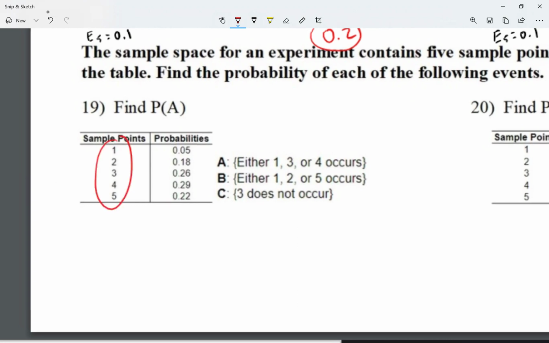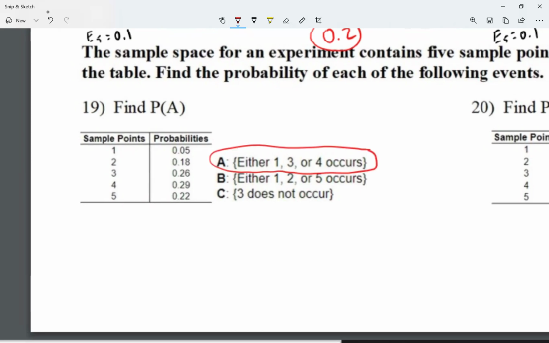The probability that I get a 1 is 0.05. The probability I get a 2 is 0.18. The probability to get a 3 is 0.26, so on and so forth. Okay, so we know how to read this table. I'm asking probability of A. So I'm looking at A here. Either 1, 3, or 4 occurs.